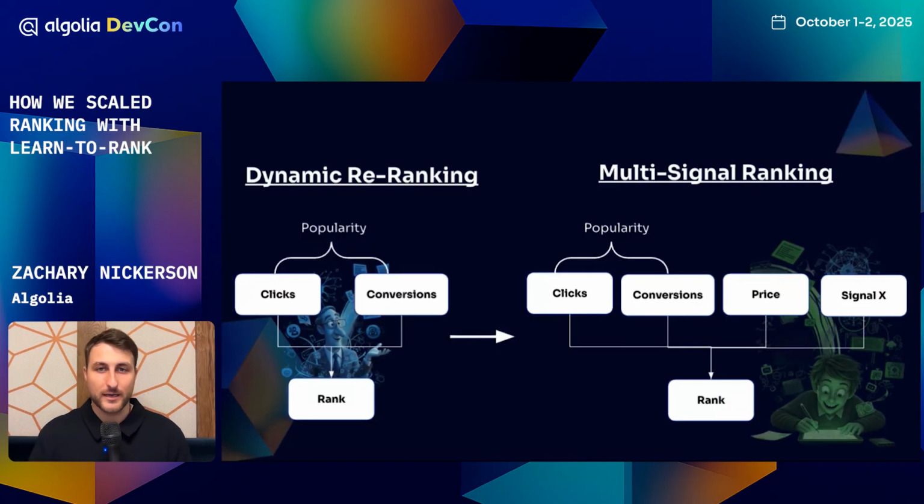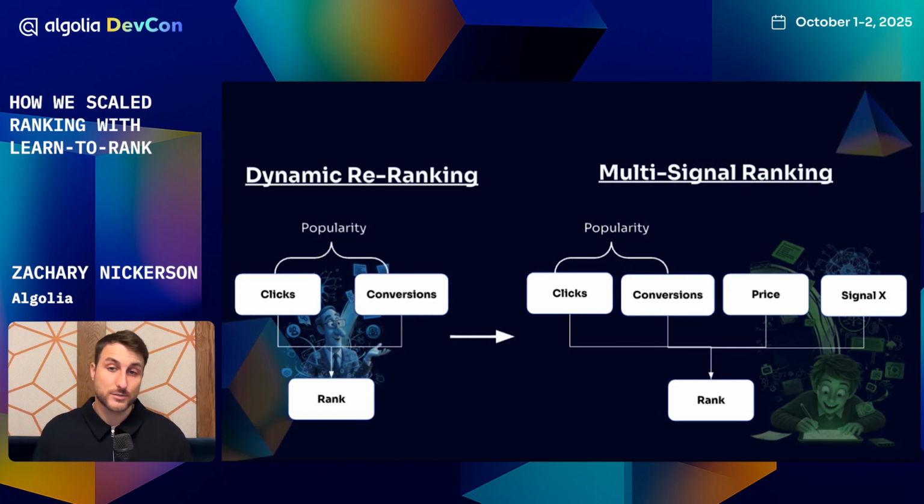So dynamic re-ranking already knows what works for popular searches. Multi-signal ranking takes those successful ranking decisions and learns from them. It looks at all of the product's features and record attributes that contributed. That might be ratings or price, availability, brand reputation, and it finds patterns. And it learns, when these features appear together, users engage positively.